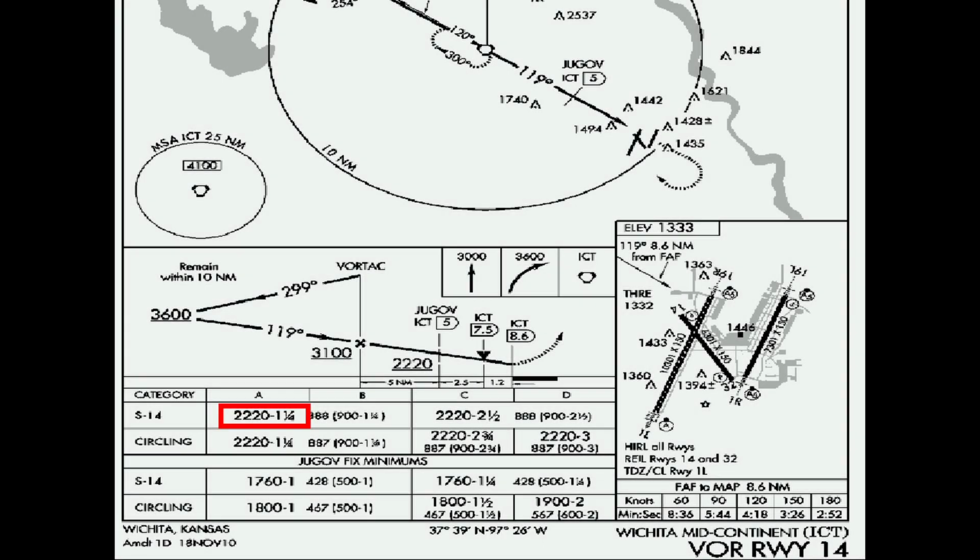You can see here that 2220 is the minimum descent altitude, but if we can make a positive navigational identification of Yukov, our minimum descent altitude is lowered to 1760 feet. We can navigationally identify Yukov. Here you can see it. It's 5 nautical miles from ICT.